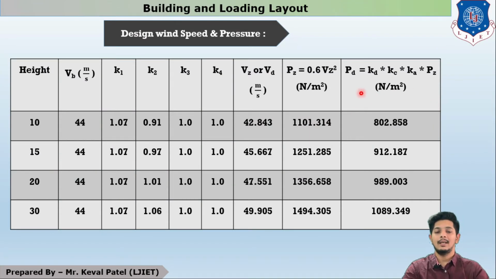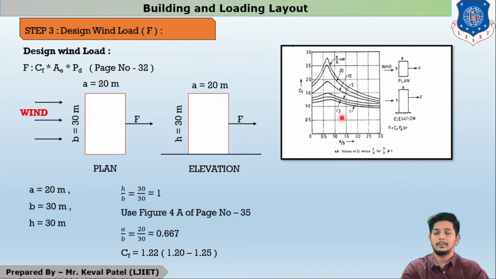So I am getting Pd as 802.85, 912.18, 989.003 and 1089.349. Now I have different wind pressure for different heights. So you should understand that if my building is of height 10 meter, there will be less pressure. If it is of 15 meter, there will be more pressure. If it is of 20 meter, it will have a great pressure. So likewise, when the height of the building increases, wind pressure will increase, as we see generally. Let us move to the next slide.